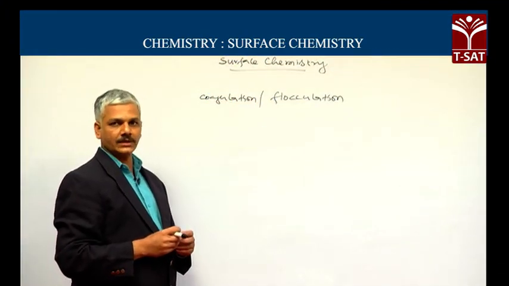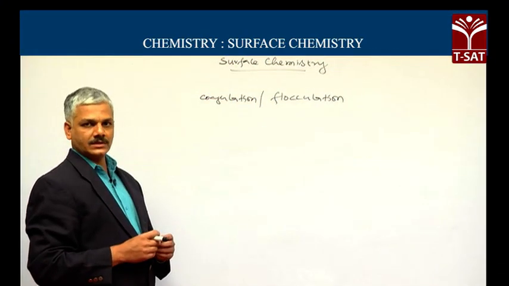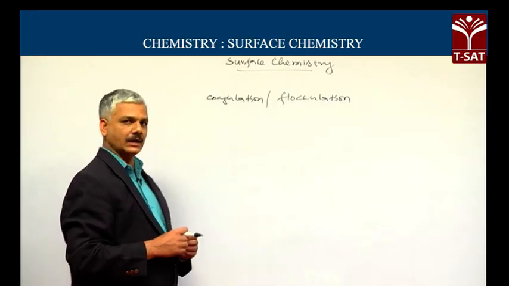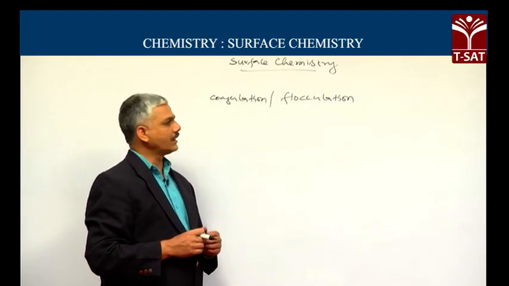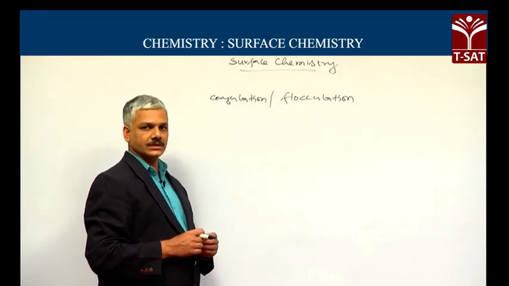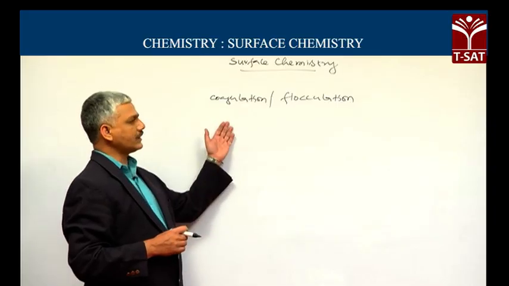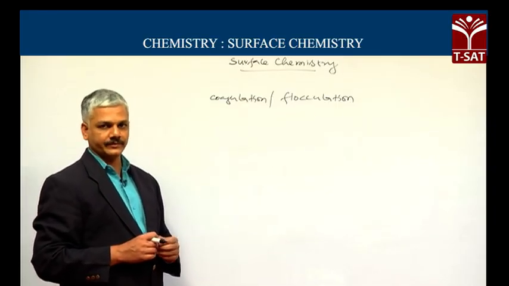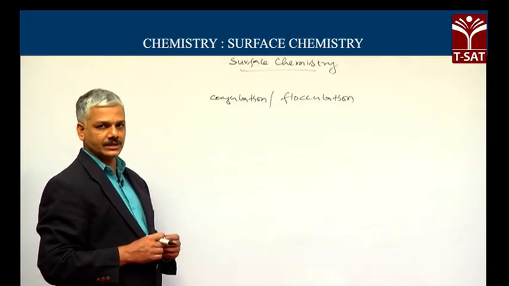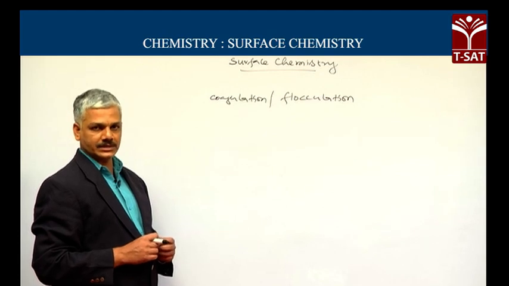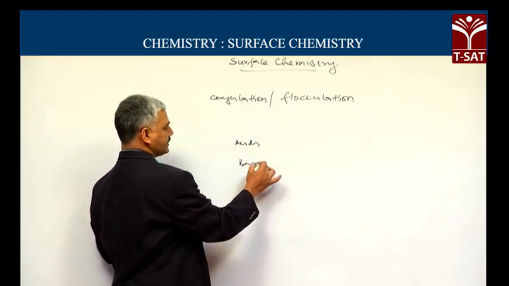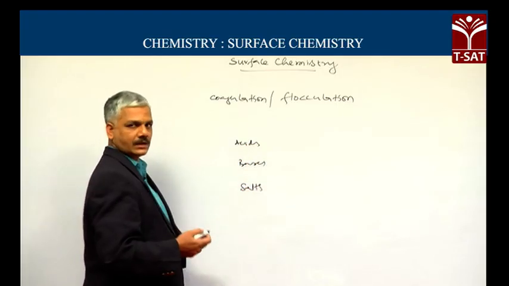Coagulation or flocculation. Lyophobic colloidal solutions in particular can easily be converted into suspensions by the addition of electrolytes. The process of conversion of colloidal solution into suspension by the addition of electrolytes is called coagulation or flocculation, and the electrolyte used for the purpose is called a coagulating agent or flocculating agent. Commonly used electrolytes are acids, bases or corresponding salts.